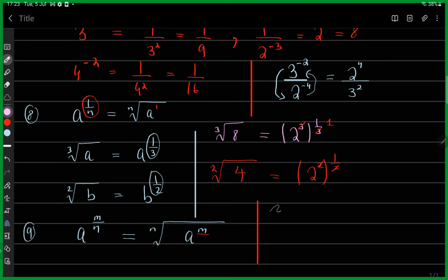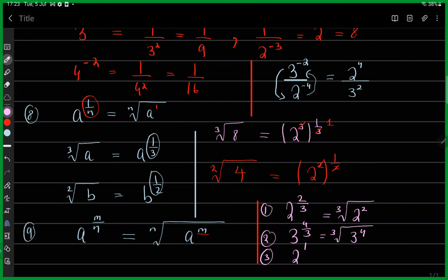All right. Example number 1. Let's say you have 2 power 2 by 3. So you need to understand it this way. It's the cube root of 2 power 2. Example number 2. Let's say you have 3 power 4 by 3. So it is the cube root of 3 power 4. Let's say we have 2 power 1 by 2. So it is the square root of 2 power 1.